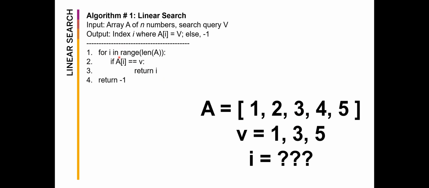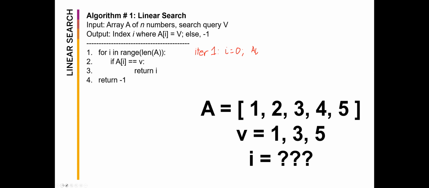it's simple. For I in range length A, so it starts with 0. Our length of A here is 5, so it loops from 0 to 4. So if A[I] is equal to V, at the first iteration, I would be equal to 0.